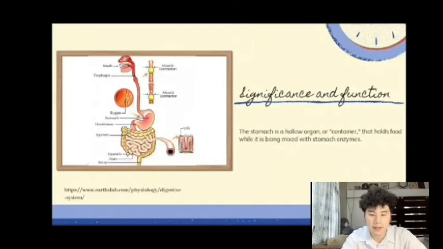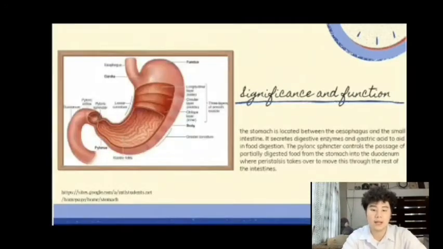Next slide. In humans and many other animals, the stomach is located between the oesophagus and small intestine. As said, it secretes digestive enzymes and gastric acid to aid in food digestion. The pyloric sphincter controls the passage of partially digested food, also known as chyme, from the stomach into the duodenum, where peristalsis takes over for it to move through the rest of the intestines.